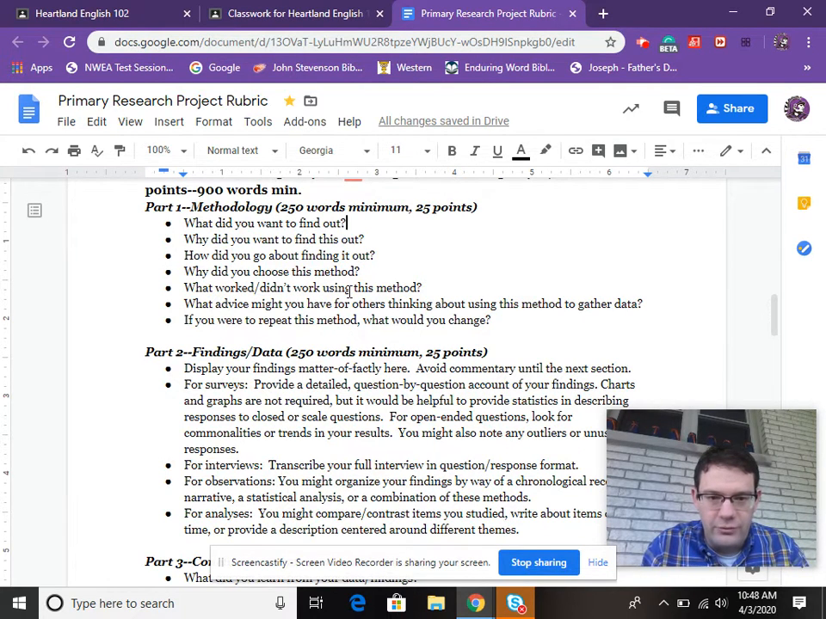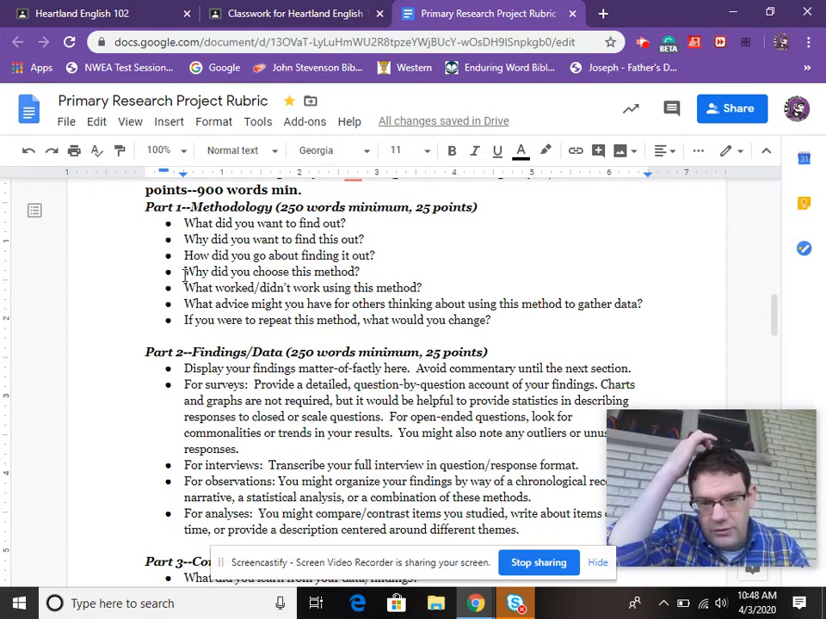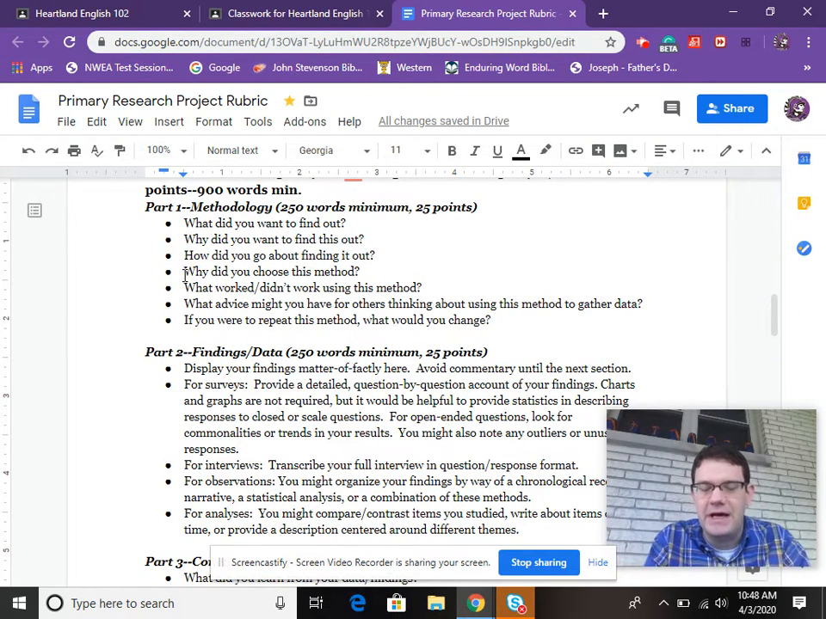There are some questions here to really get into your thinking. You can use "I" in this. This is not necessarily a formal paper like the secondary research paper. It's really just you explaining what you did. Why did you choose this method? Why did you choose a survey as opposed to an interview or something else to find out what you wanted to find out?